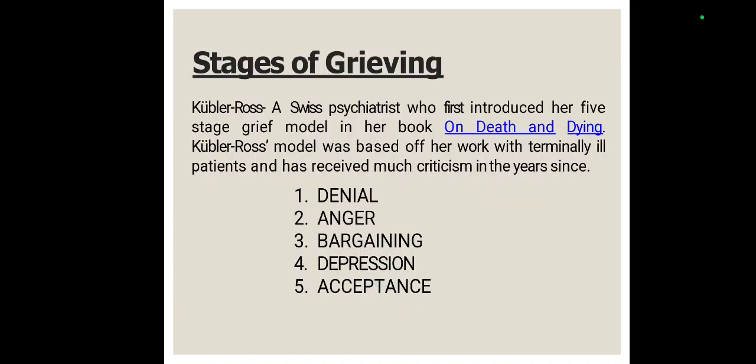Okay, so we have here the stages of grieving based on the Kubler-Ross model. Kubler-Ross, a Swiss psychiatrist, first introduced her stage grief model in her book On Death and Dying. The Kubler-Ross model was based on her work with terminally ill patients and has received much criticism in the years since. So, Ross developed the 5 stages of grieving, which we have as DABDA. D stands for denial, A stands for anger, B stands for bargaining, D stands for depression, and A stands for acceptance. These stages describe emotional responses often experienced by people facing death or major loss.